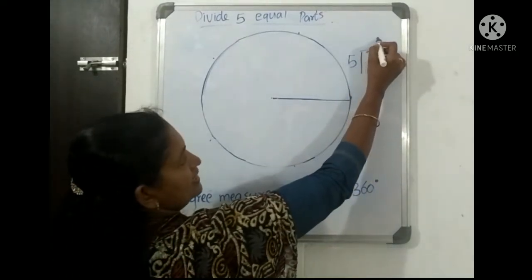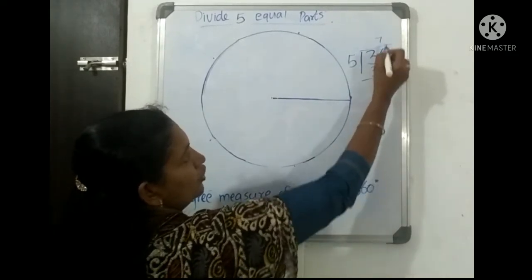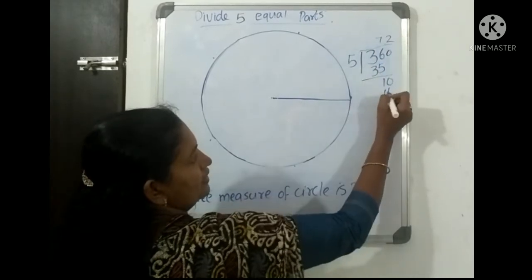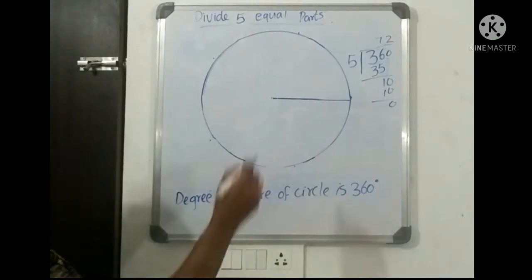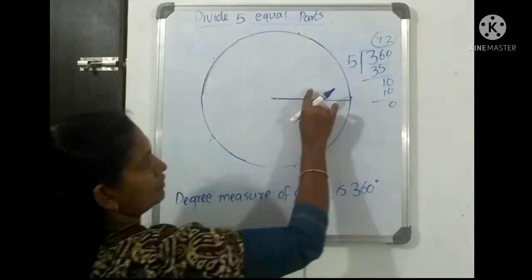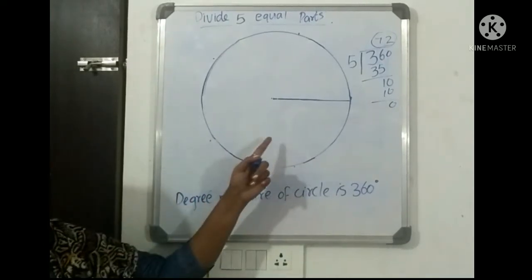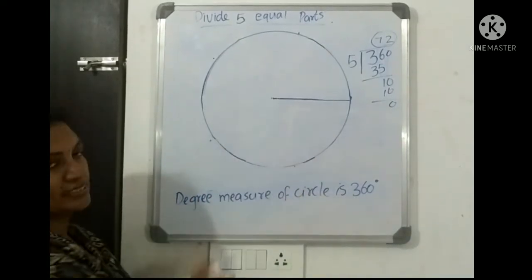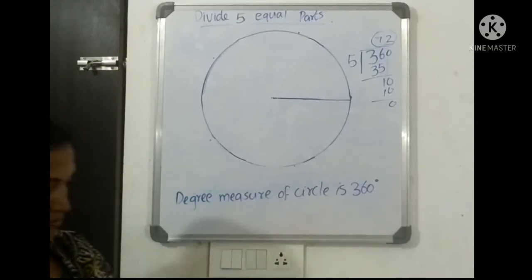We know that 7 5s are 35, 2 5s are 10. Now 72 degrees. So one angle will come to 72 degrees. If you divide this circle into 5 equal parts, one angle will be 72 degrees. Okay. Let us start our division.